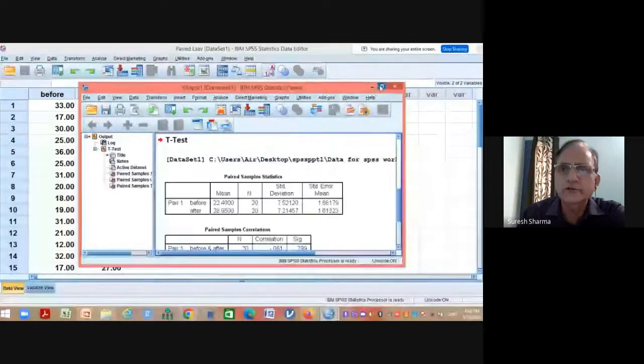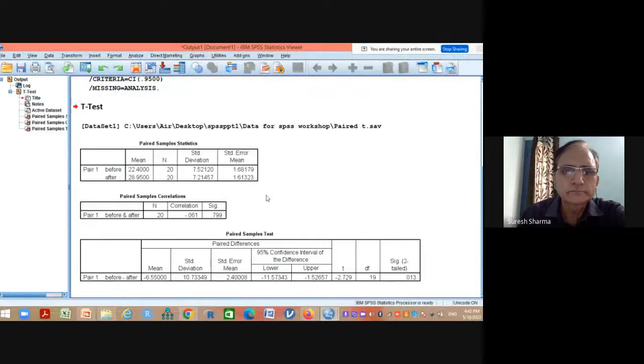So this is the result you are getting. These are the before means, this is the after means, and the difference of before and after means is this. This is your D bar. And the denominator, which was under the root, is 2.4008. D bar is minus 6.55. Divide by this, and your t-value will be minus 2.729. There are 20 pairs, so the degrees of freedom will be 1 less, 19. And this is your p-value.